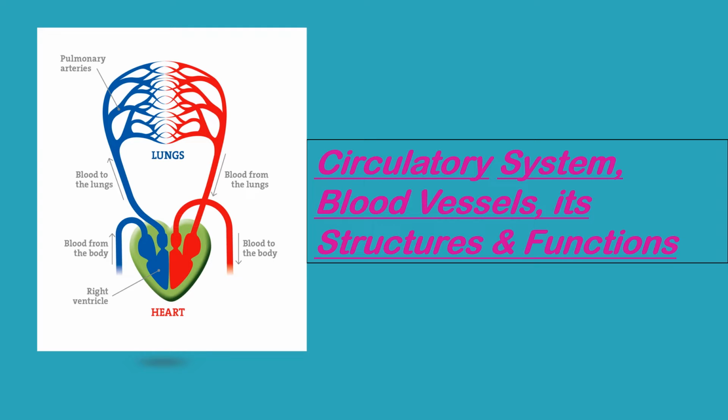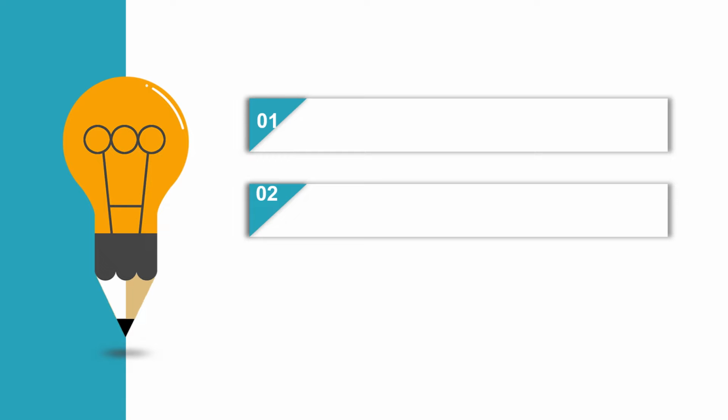The topic is the circulatory system, blood vessels, their structures and functions. So let's start the topic. For descriptive purposes, the circulatory system can be divided into two parts: one is the blood circulatory system and the other is the lymphatic circulatory system.